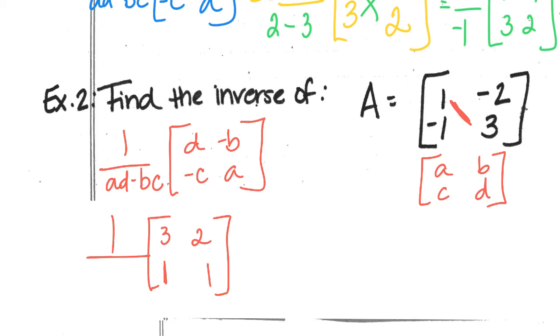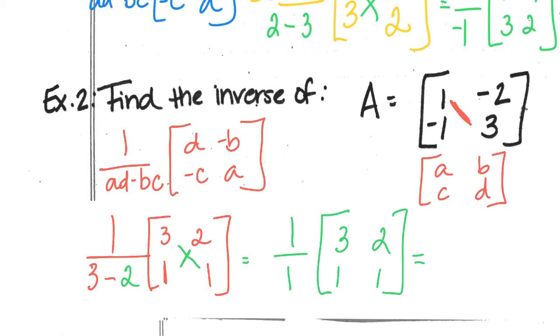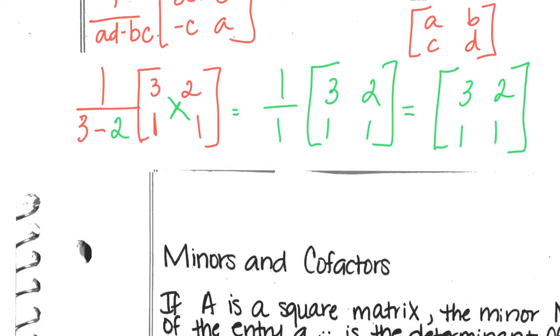And I know that A times D is 3 minus B times C is 2. So it looks like I have 1 over 1, which is just scalar multiplication. Sorry if I didn't tell you that last time. So the answer is 3, 2, 1, 1. Now, I'm going to go ahead and show you how to do this in your calculator.